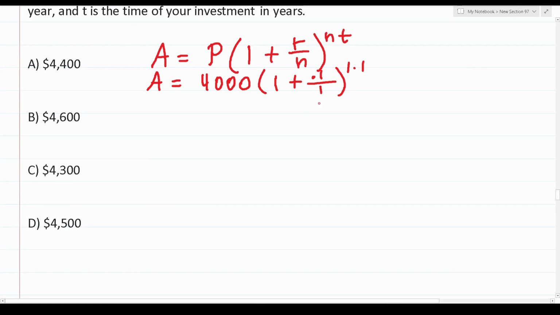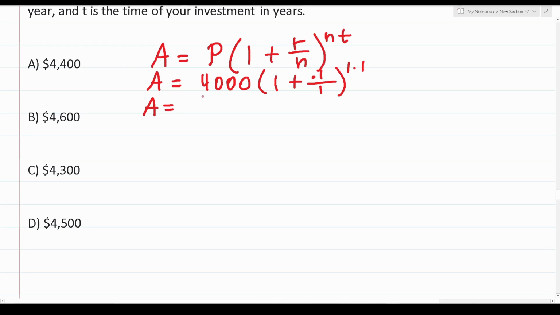All right, so let's go ahead and work this out. This is actually very easy. Again, if you have a question involving compound interest on the ASVAB, the numbers are going to be very easy to work with. They just want to see if you can plug in the numbers in the right place and do the basic math to reduce the equation.